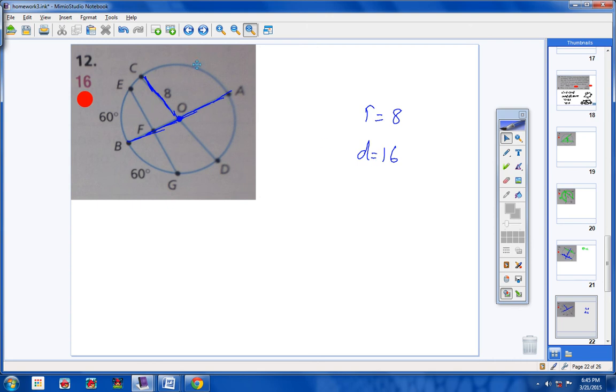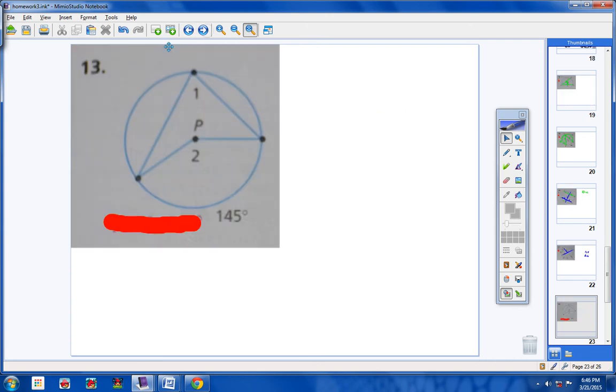Okay, moving on to 13 through 16. We're going to find the measures of angles 1 and 2. Now these also probably look familiar from an old quiz. Let's see if we can figure this out. I have a central angle right here. Everybody see it? P is the center of the circle. I better pause, I never read the directions. What we're doing on the next 4 problems, students, is finding the measures of angles 1 and 2.